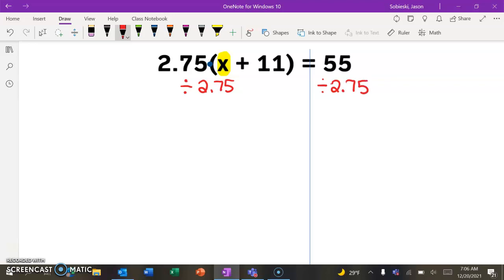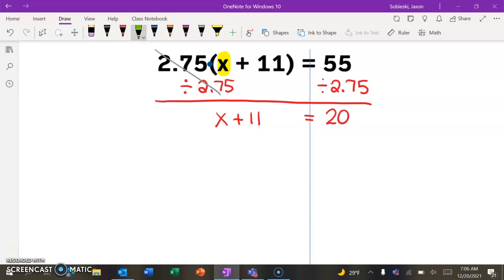Again, the goal in doing that is so that we can start to simplify the left-hand side. Right? If we do this, we're going to be able to cancel out those 2.75s. And then all that we'll have left is just the x plus 11. So we can rewrite that. X plus 11 is equal to 55 divided by 2.75 gives us 20. So step one is done.